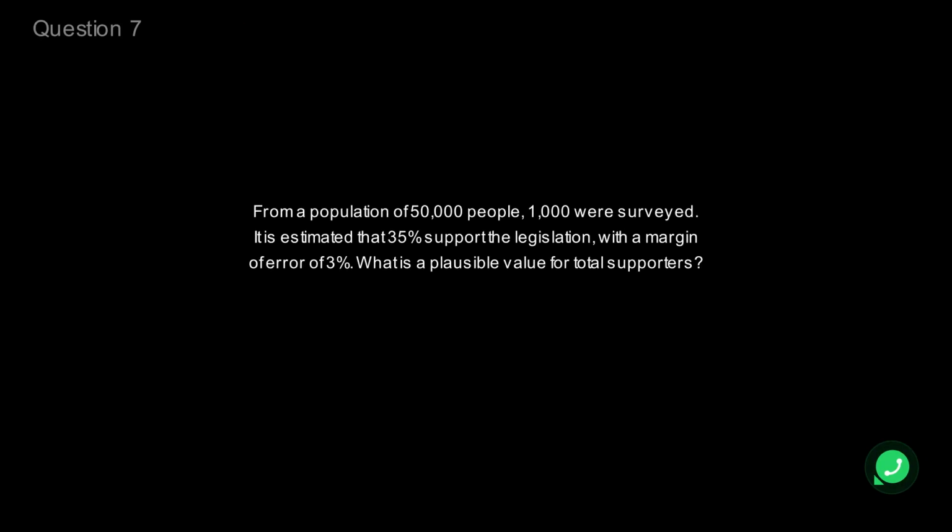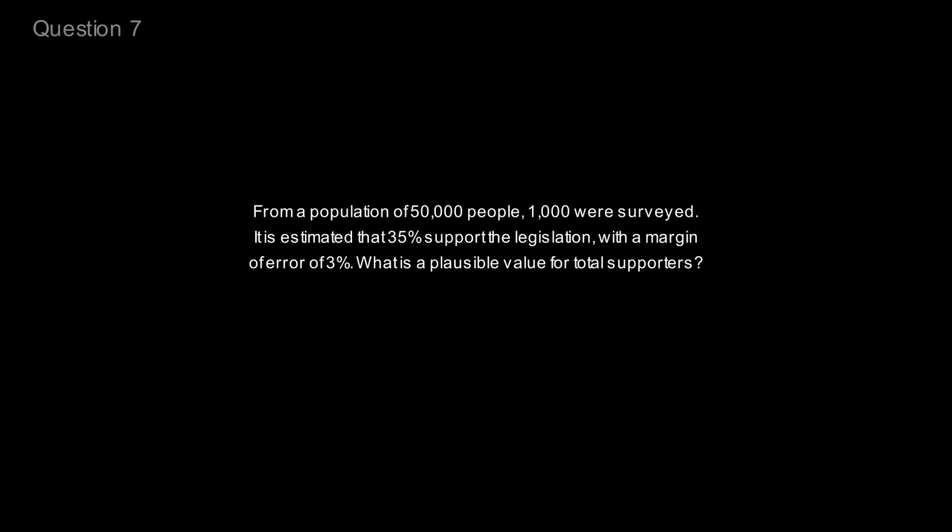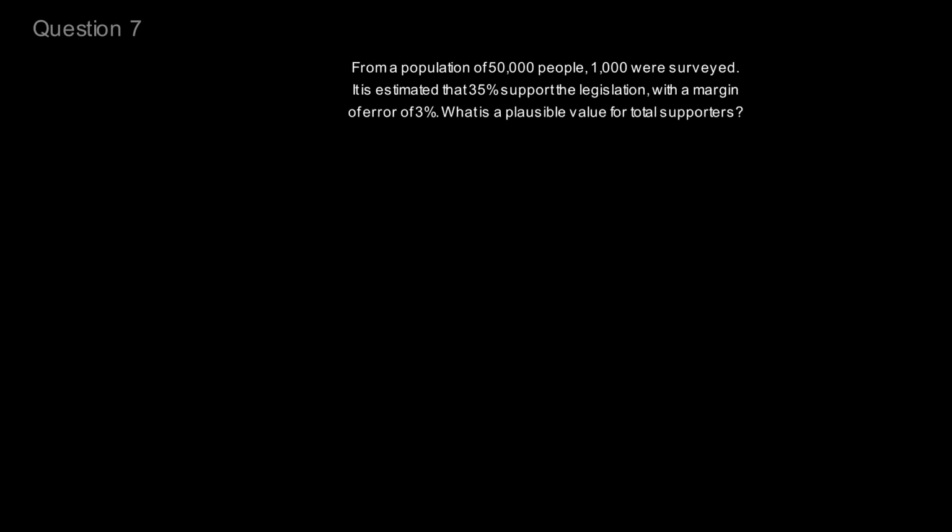We have a total population of 50,000 people. A sample of 1,000 people is chosen at random and surveyed. Based on this sample, 35% support the legislation with a margin of error of 3%. We need to find a plausible value for the total number of supporters in the entire population. First, let's visualize what's happening.